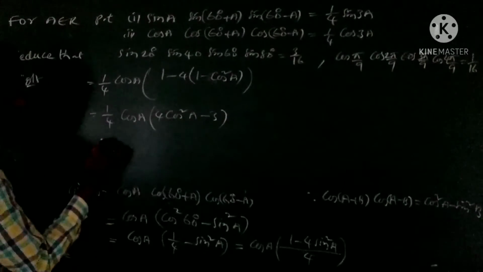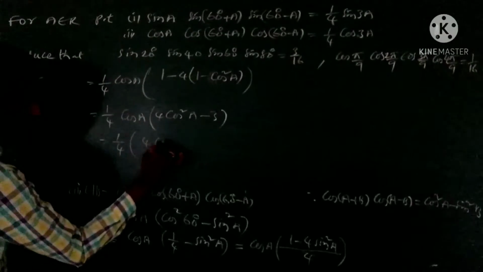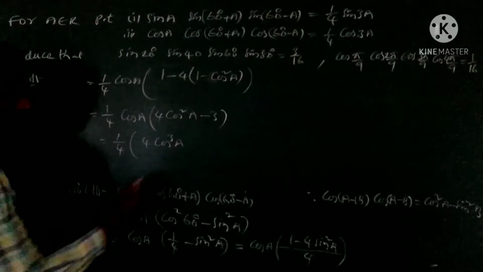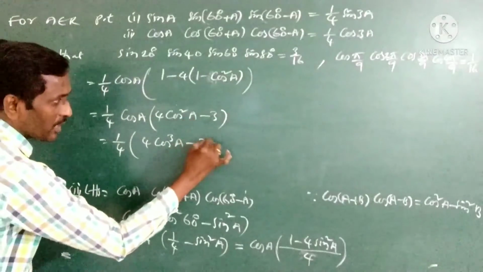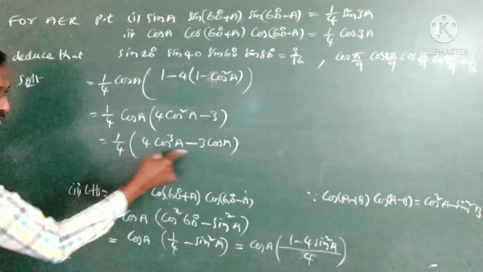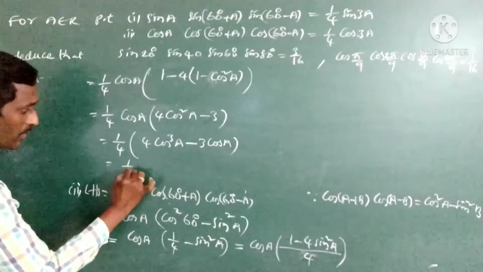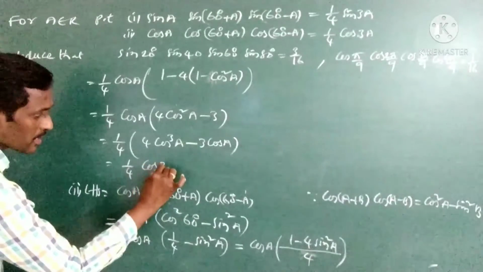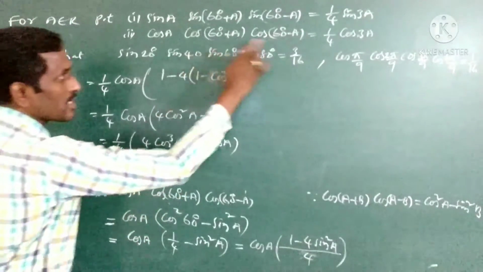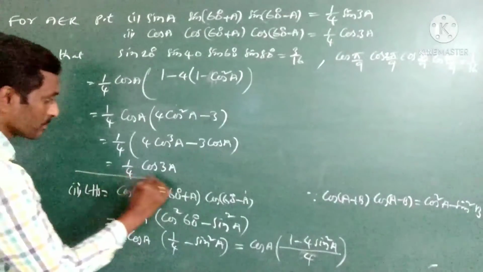Now multiply this inside, 1 by 4 of cos A becomes 4 cos cube A minus 3 cos A. So what is this? It is the formula of cos 3A only, na? So that is 1 by 4 of cos 3A. So it is the second answer.